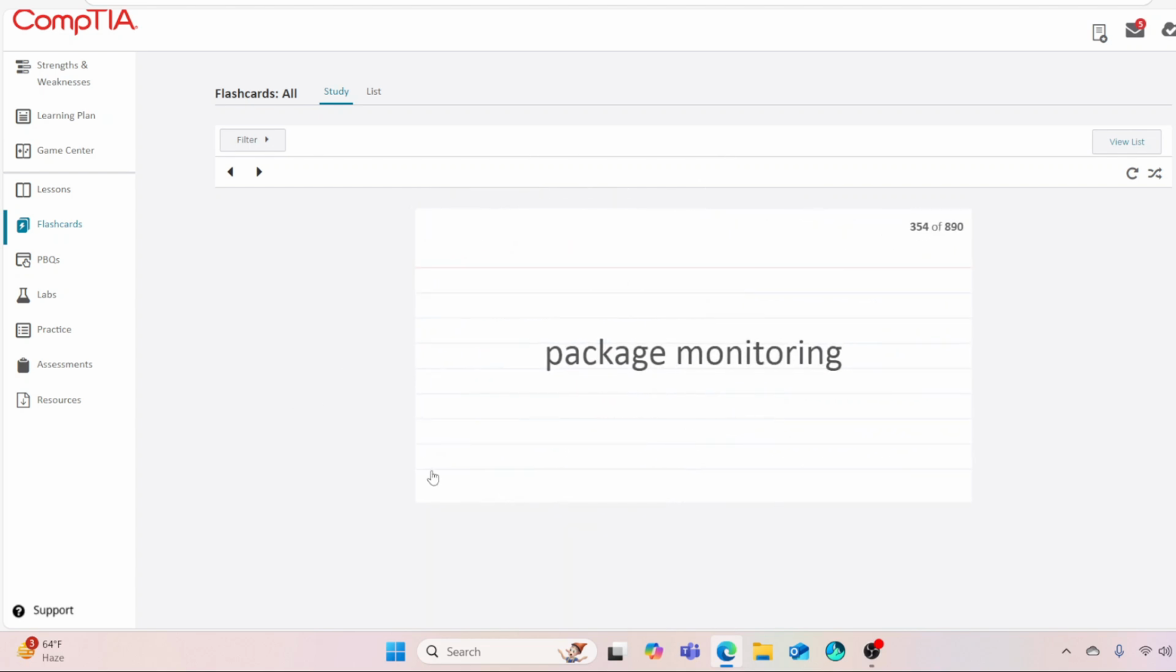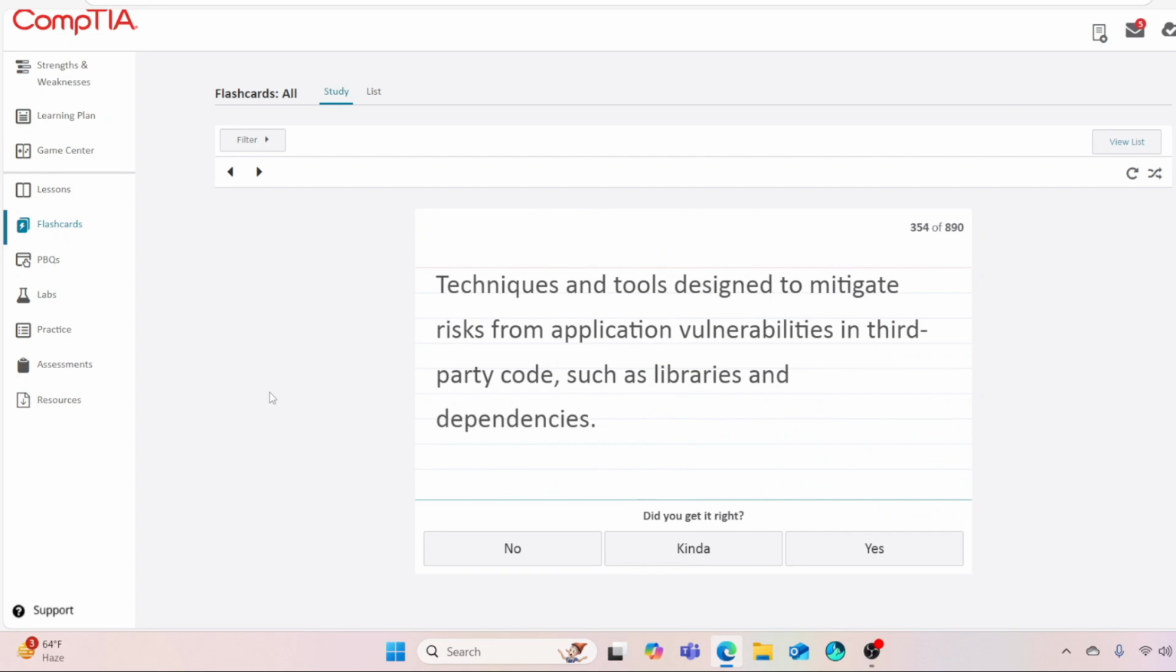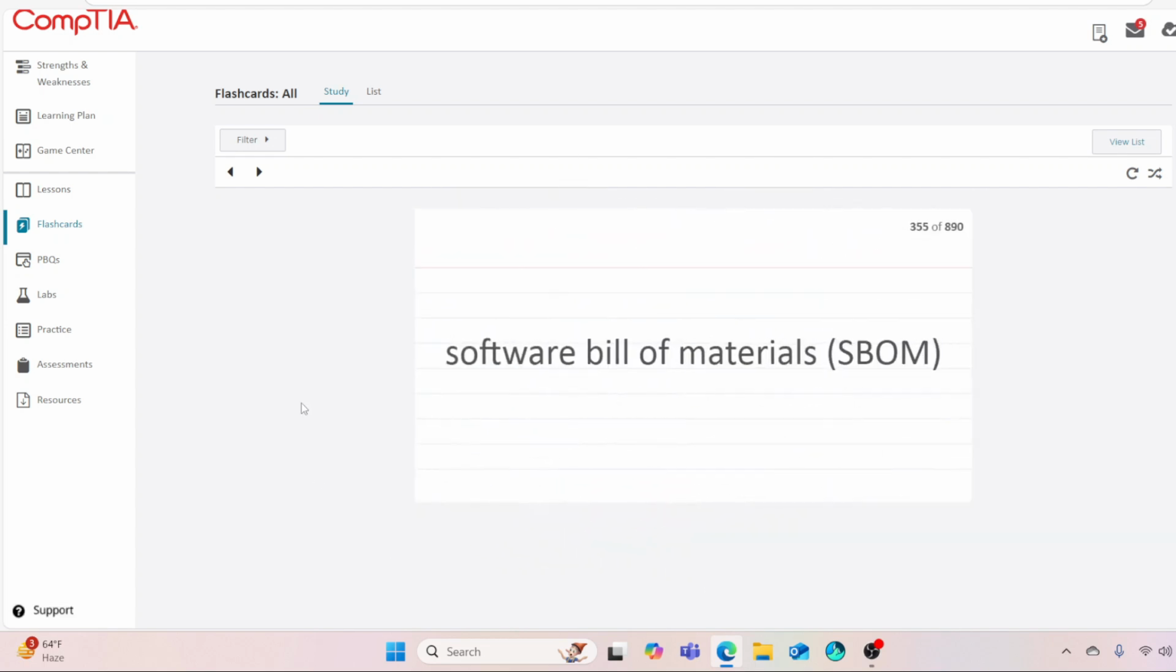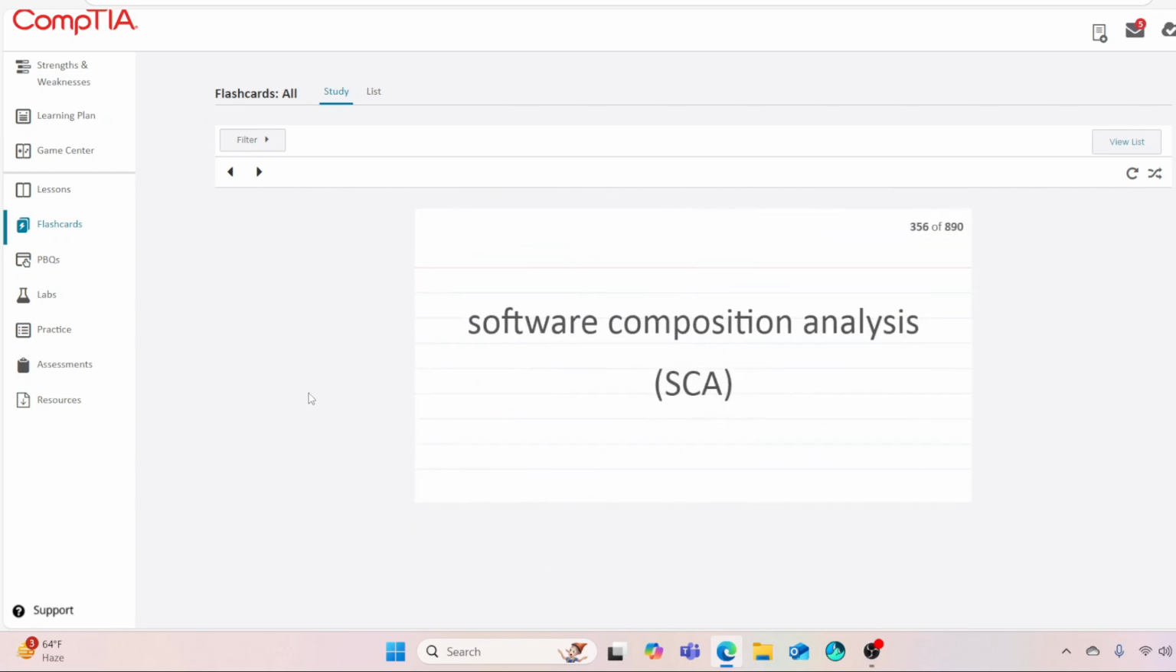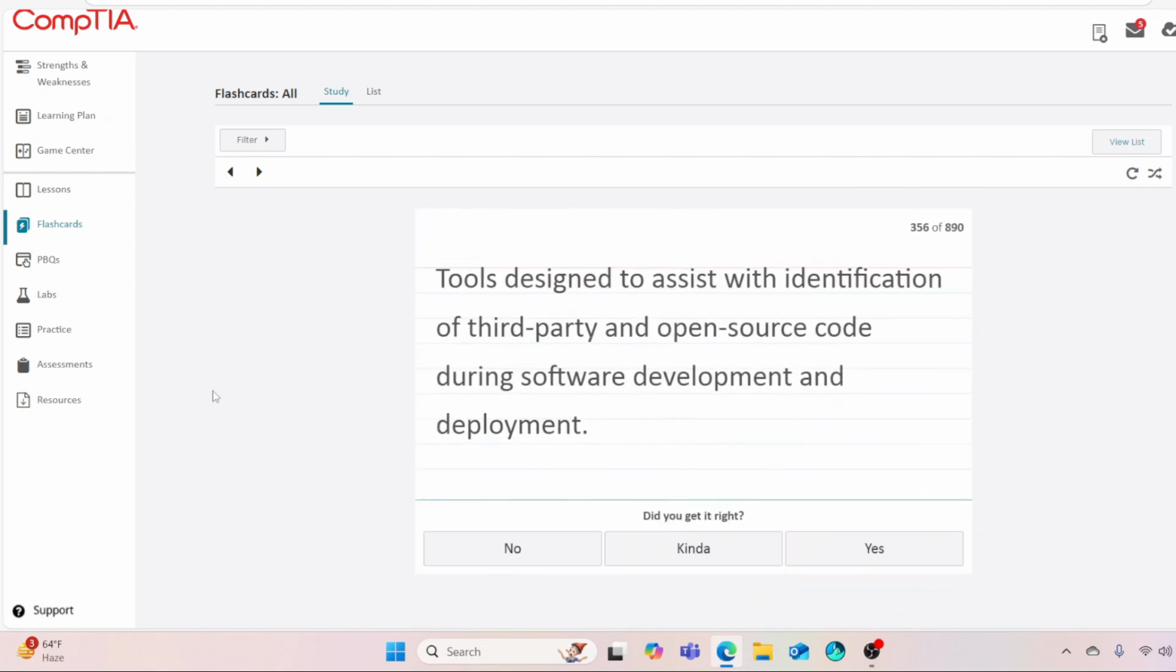Package monitoring. Techniques and tools designed to mitigate risk from application vulnerabilities in third-party code, such as libraries and dependencies. Software Bill of Materials, SBOM. A list of detailed information about the software components and dependencies used in an application or system. Software Composition Analysis, SCA. Tools designed to assist with identification of third-party and open source code during software development and deployment.